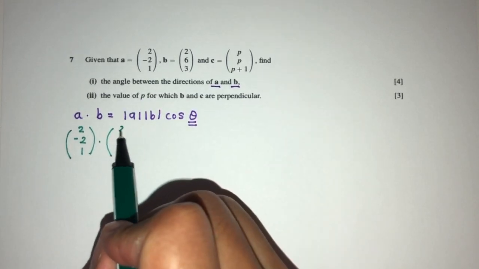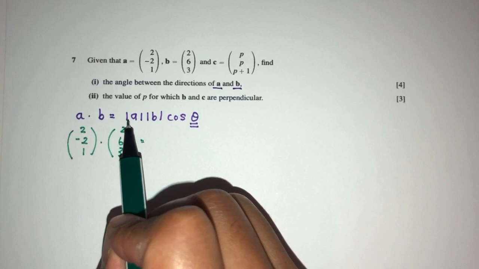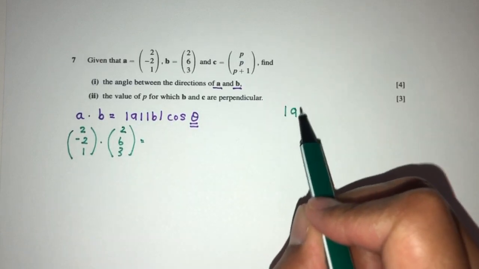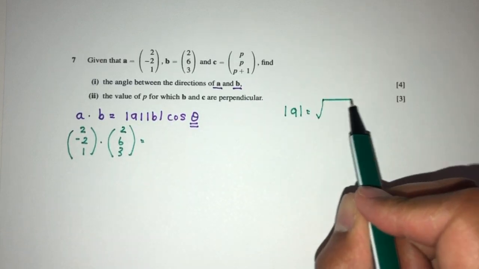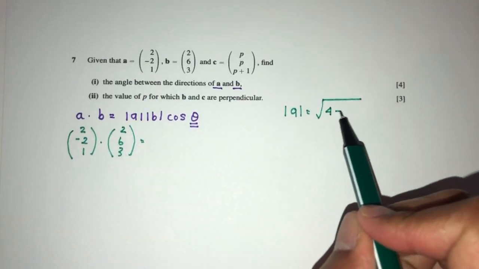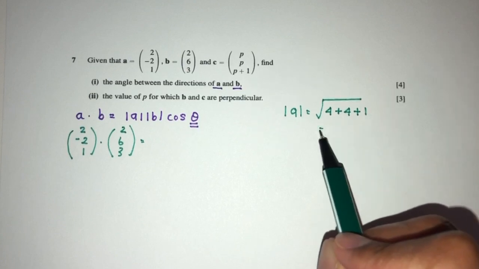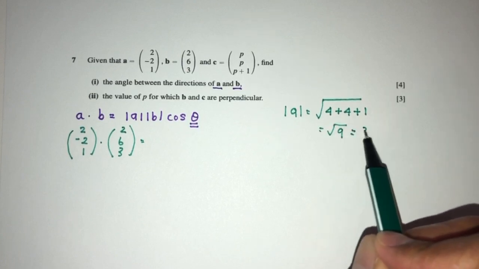Replace, so that will be 2, -6, and 3. That will be here for the magnitude of A, pretty easy. That's the formula we have to know. That will be 2 squared, that will be 4, plus -2 squared is also 4, and 1 squared is 1. That will be root of 9, and that should be 3.